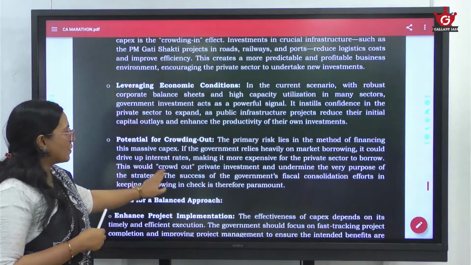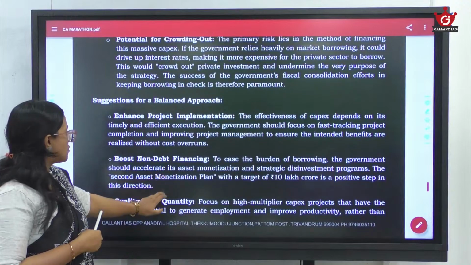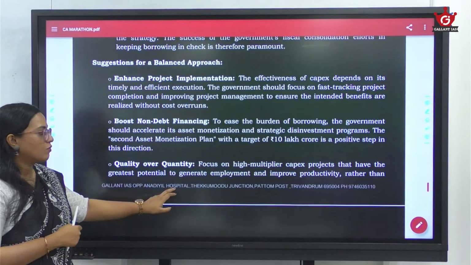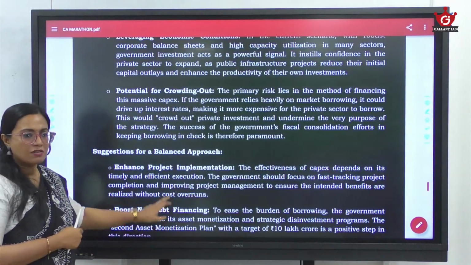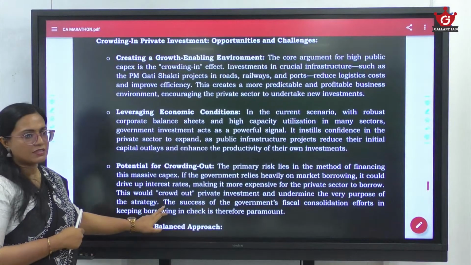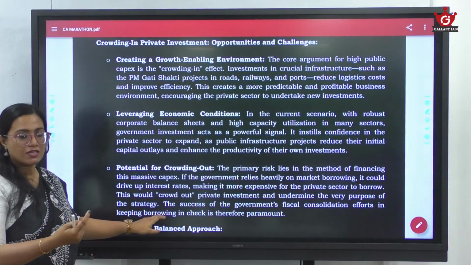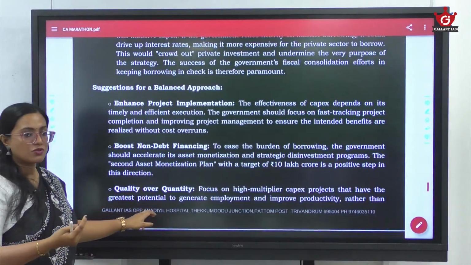Now, potential for crowding out, suggestions for a balanced approach. One is project implementation, boost non-debt financing, quality over quantity. A few points to substantiate whether public investment is actually leading to private investment or not. If not, what are the suggestions that you can make to improve it?